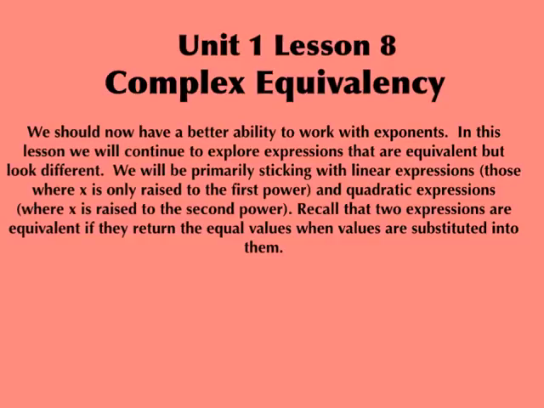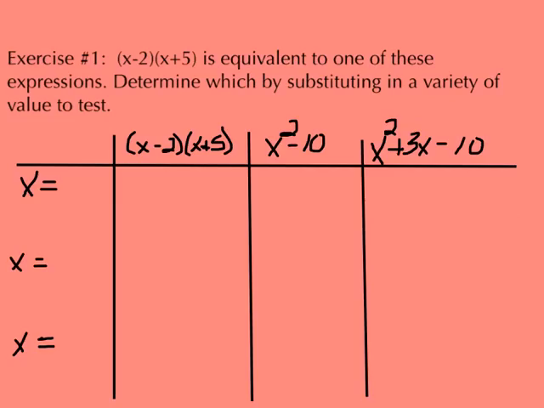Recall that two expressions are equivalent if they return equal values when values are substituted into them. Exercise number 1. x minus 2 times x plus 5 is equivalent to one of these expressions. Determine which by substituting in a variety of values to test it. So the values that I would like you to use are going to be 1, 0, and 2. I'm going to do the first test with you, and then you are going to complete the others before you come to class.